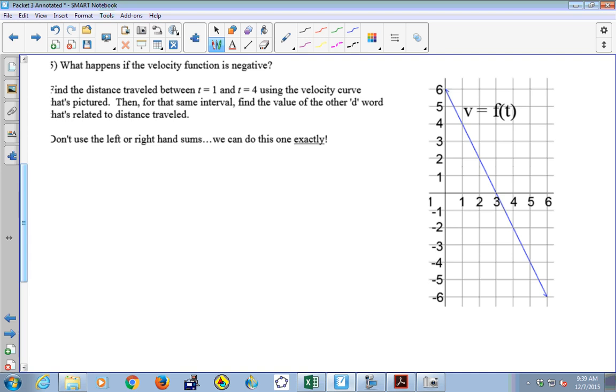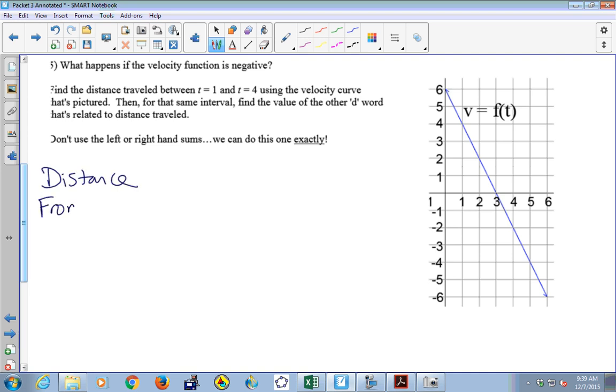Like if you were in a car, your odometer would count all of it as just distance, right? So that's what we're going to do first. So negative velocity is just going to count as distance. All right, so we can find the exact area of this one because we know some geometry formulas. We don't have to use rectangles. Okay, so the total distance traveled.